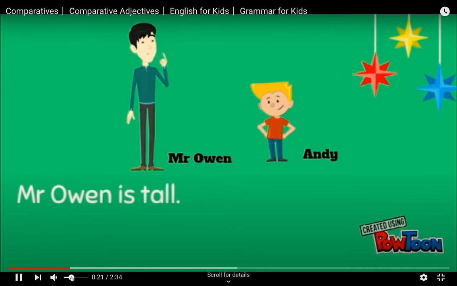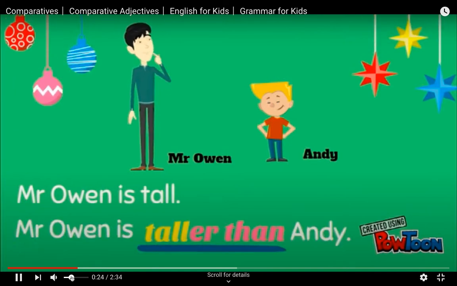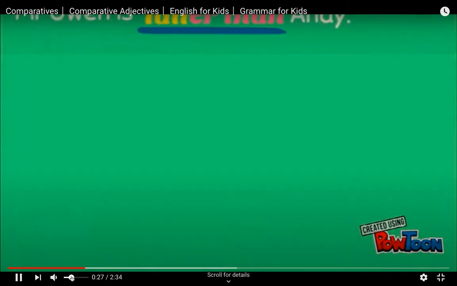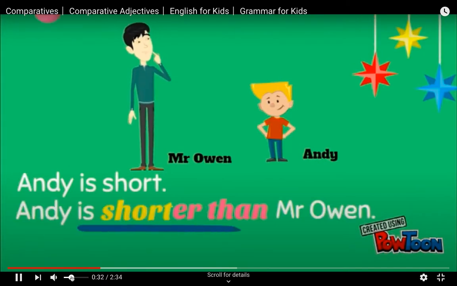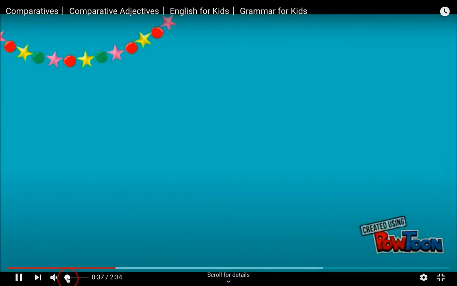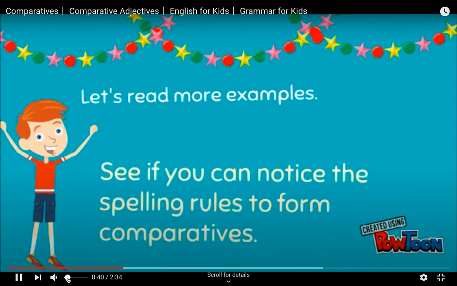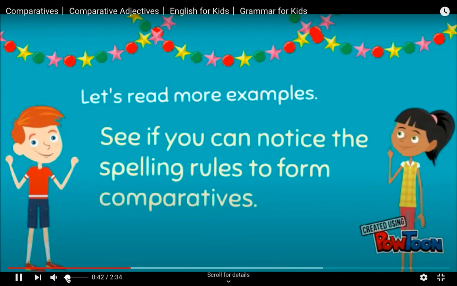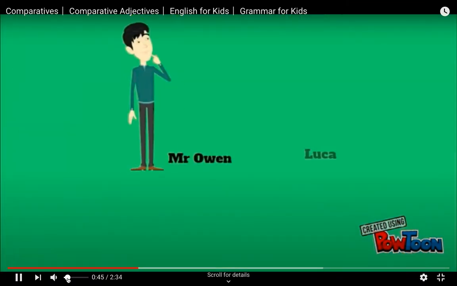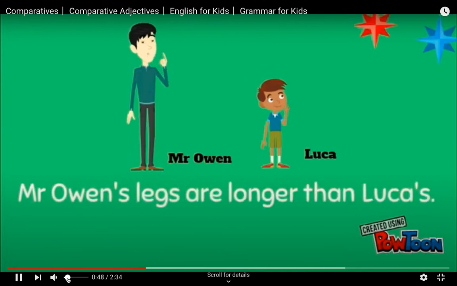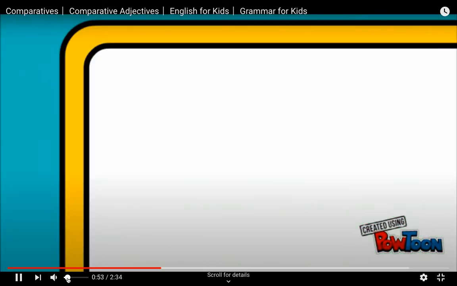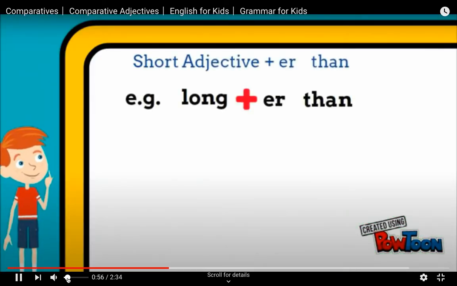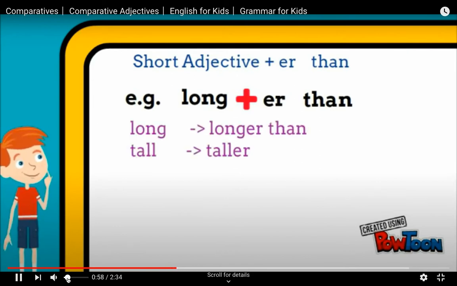Mr. Owen is tall. Mr. Owen is taller than Andy. Andy is short. Andy is shorter than Mr. Owen. See if you can notice the spelling rules to form comparatives. Mr. Owen's legs are longer than Luca's. With a short adjective, you add er and than.